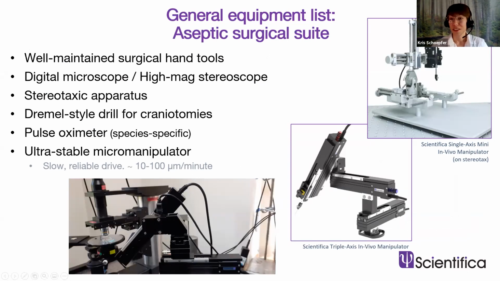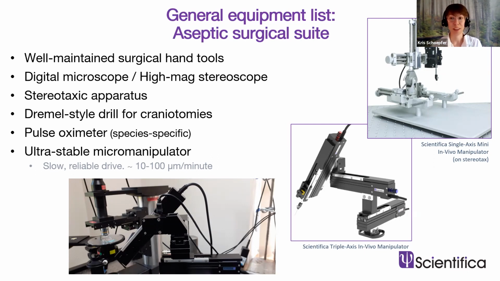Okay, on the surgical side of things, you will definitely need a well-maintained set of surgical hand tools. And I say well-maintained, this includes very fine forceps, something to use once you remove the piece of skull, the craniotomy. There's also the durotomy, right, where you need to remove just a small portion of the dura to access the brain and drive the probe in. And so this requires very fine, well-maintained tweezers.